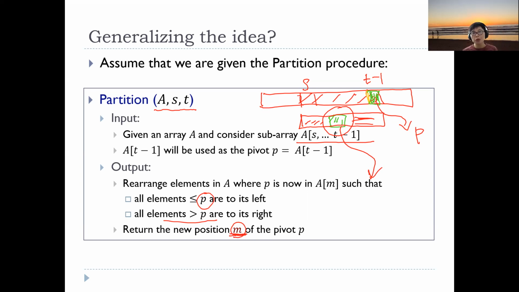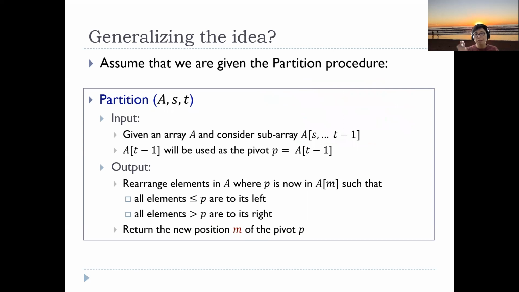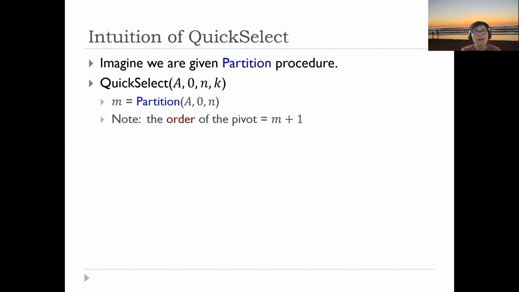Okay, we're going to see how to implement the partition later, but this is what the partition is doing. You're given the pivot, which is the last element in the current portion. Then you split the current array into the parts that are smaller than it to its left and bigger than it to its right. That's it. Okay, all right. So assume we have this partition procedure already.